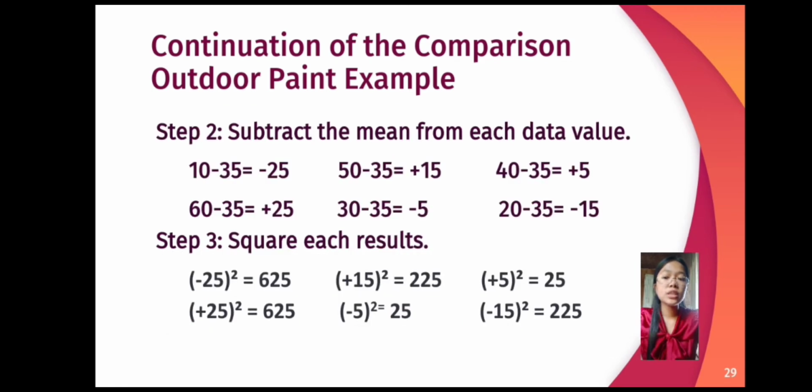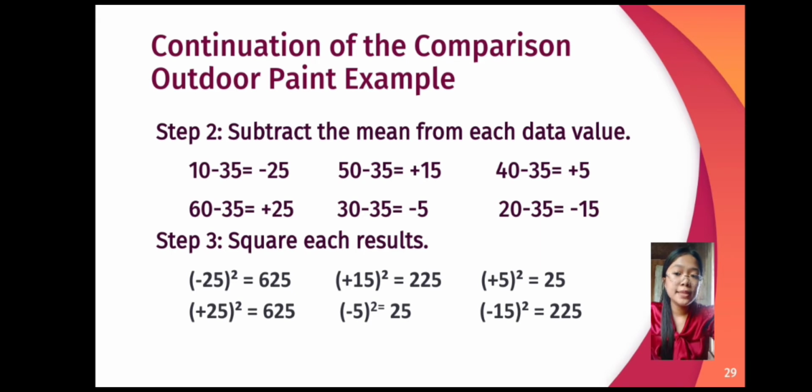Step 2 is subtracting the mean from each data value. Our mean there is 35. So the data here is 10, 60, 50, 30, 40, and 20. We subtract 35 from each. 10 minus 35 equals negative 25. 60 minus 35 equals positive 25. 50 minus 35 equals positive 15. 30 minus 35 equals negative 5. 40 minus 35 equals positive 5. And 20 minus 35 equals negative 15.